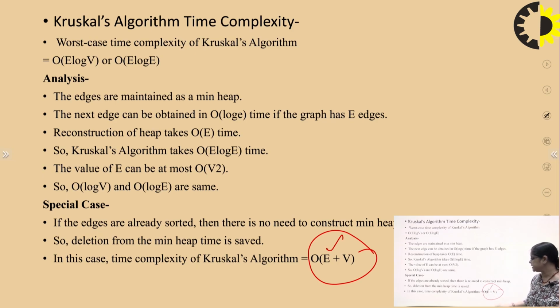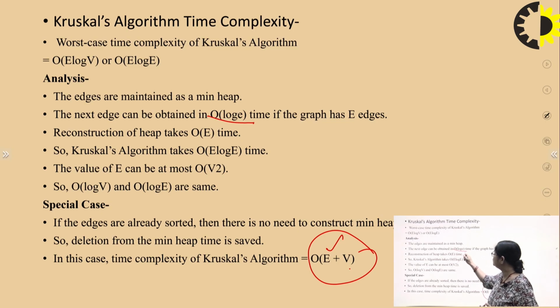Now, E represents your edges and V represents your vertices. The edges are maintained as a min heap. Min heap means that the root node should be at the lowest point. So the next edge is obtained in big O of log E time.